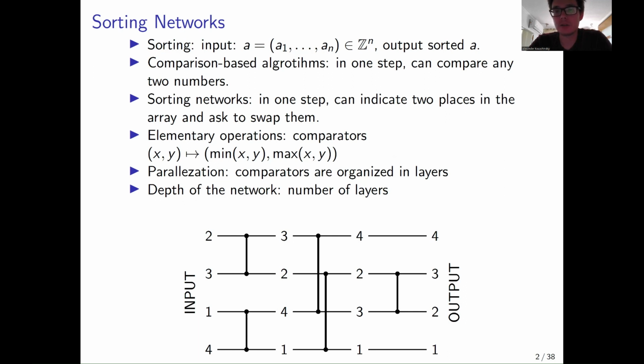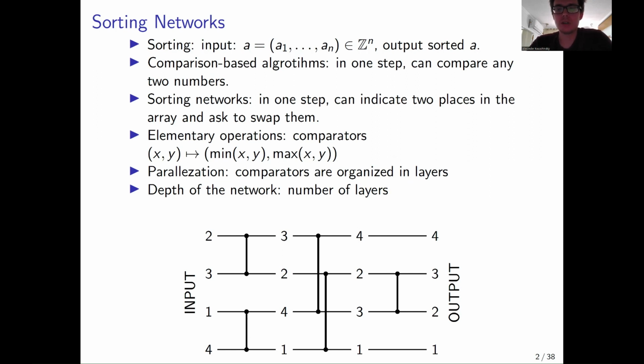In sorting networks, you can imagine that you have n stones that lie in a row on some table, let's say. Like here on the left, we have four stones, and from bottom to top, their weights are 4, 1, 3, 2. In the end, we want them to go in non-decreasing order with respect to their weights. So it has to be 1, 2, 3, 4, like on the right here.